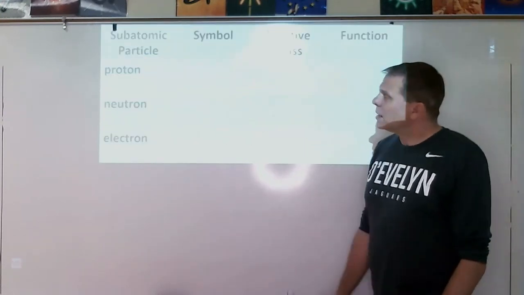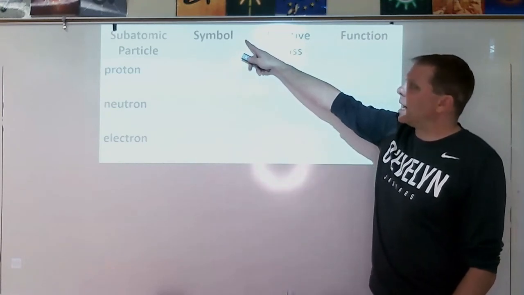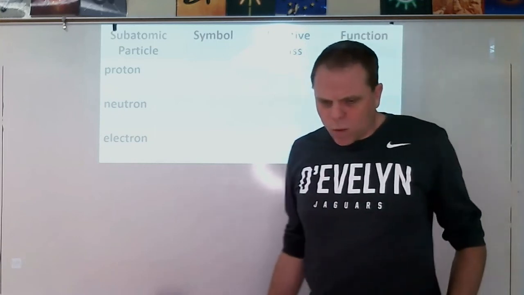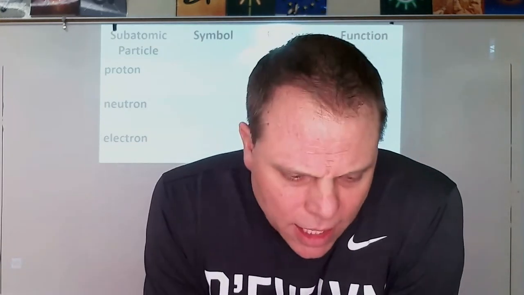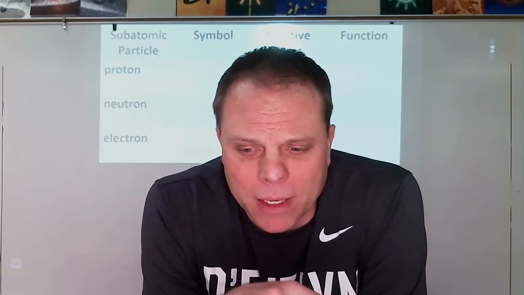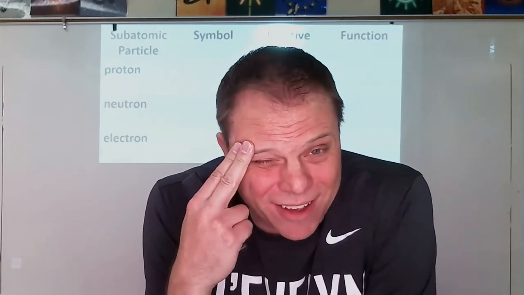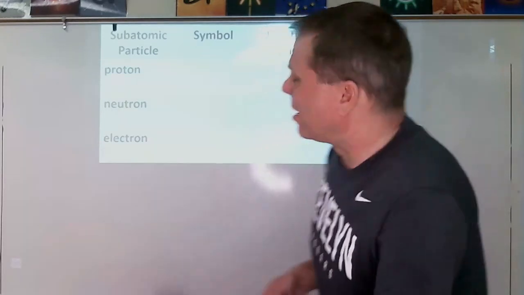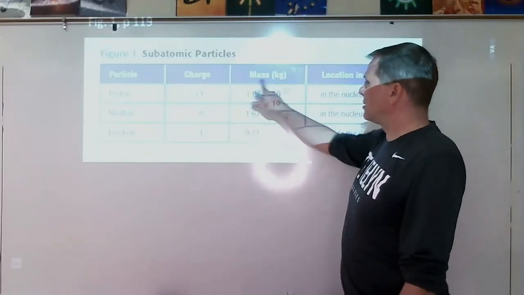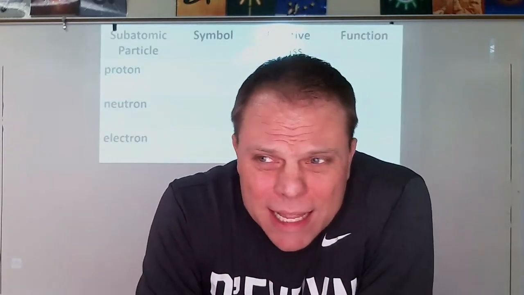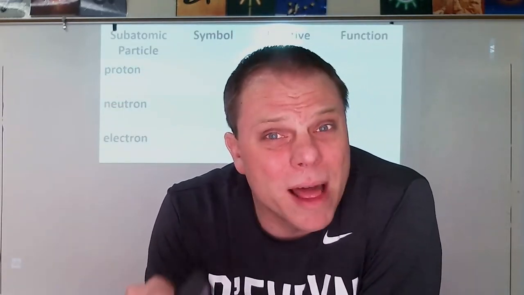All right, so let's talk about what these things would be symbolized as, and let's talk about a relative mass. Now, when scientists came up with talking about masses of atoms, they didn't want to use that 1.67 times 10 to the -27th number over and over and over again, right? That's kind of a mouthful. So they said, you know what? Let's come up with something that is a relative mass.